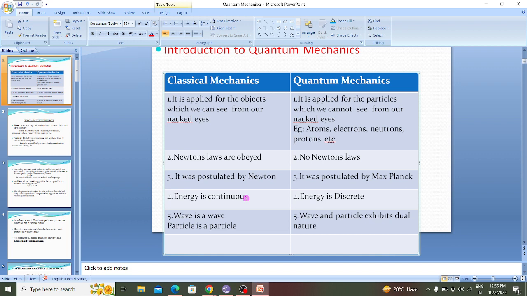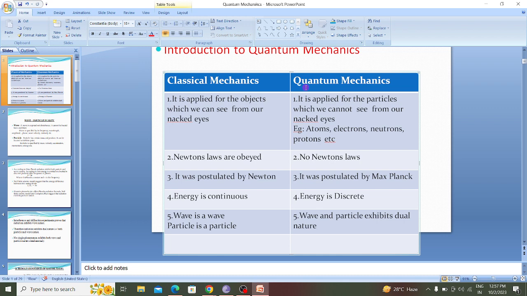Energy is continuous. Next, in classical mechanics, a wave is a wave and a particle is a particle, meaning a wave behaves like a wave and a particle behaves like a particle. Whereas in quantum mechanics, waves and particles exhibit dual nature, meaning a wave behaves like a wave as well as a particle, and a particle behaves like a particle as well as a wave. So this is the brief introduction about classical mechanics and quantum mechanics.